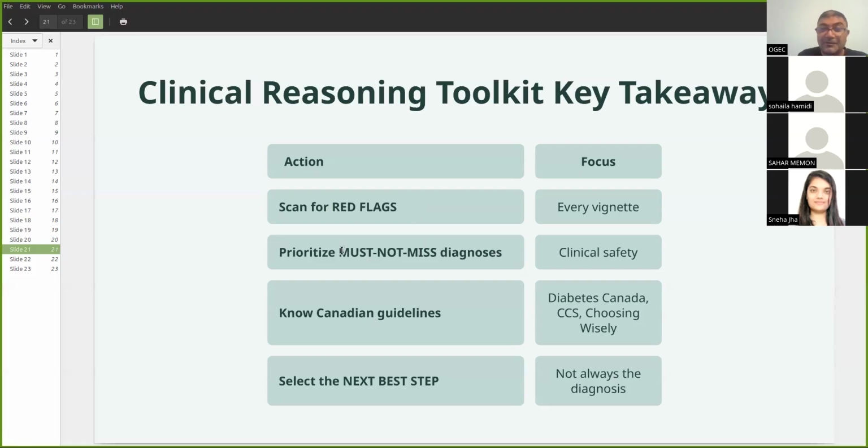Then we must prioritize the must not miss diagnosis. We have discussed it in the previous slides, and they show clinical safety. Must not miss diagnosis means life-threatening conditions, and if we miss them, we jeopardize the patient's safety. And this will be a big mistake in any question.